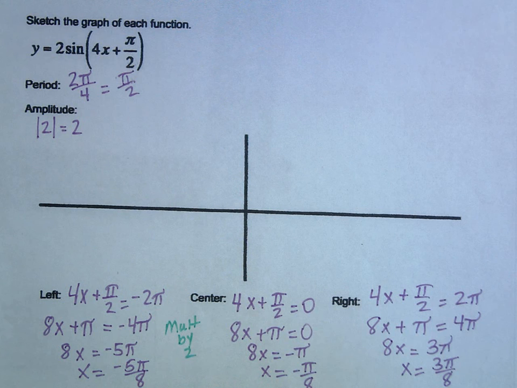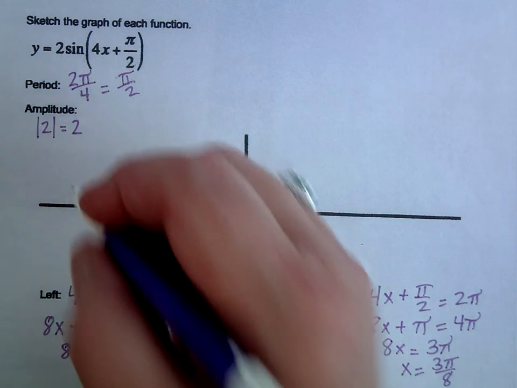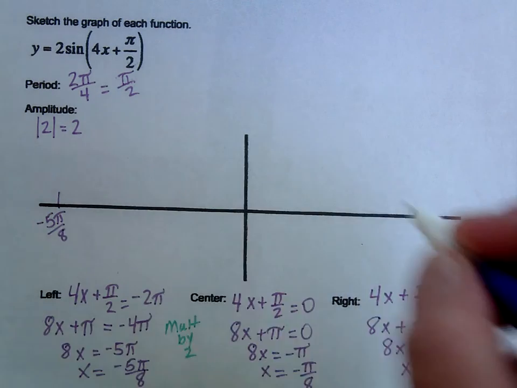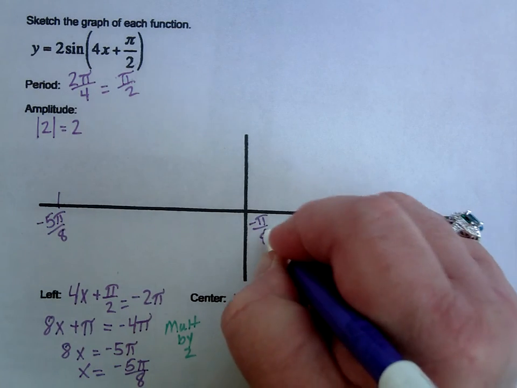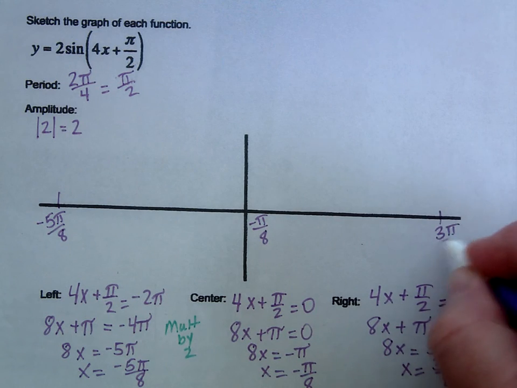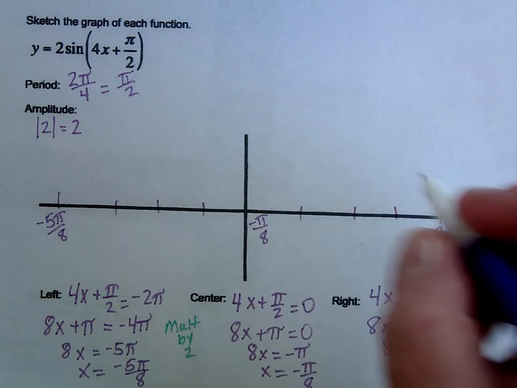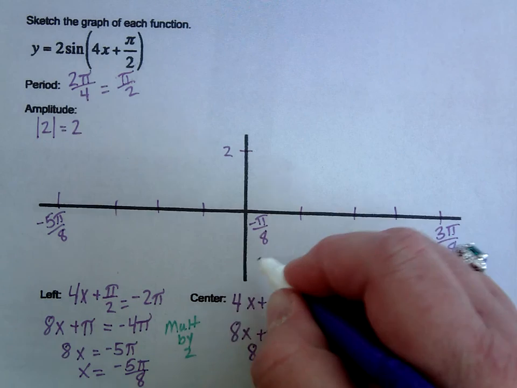This one's going to be pretty. We don't have anything that we're holding, so no flipping, no upping, no downing. We got it all right here. This guy left, negative 5 pi over 8. Center's at negative pi over 8. Right is at 3 pi over 8. And we are sectioning 4 sections either side. Top is 2, bottom is negative 2.